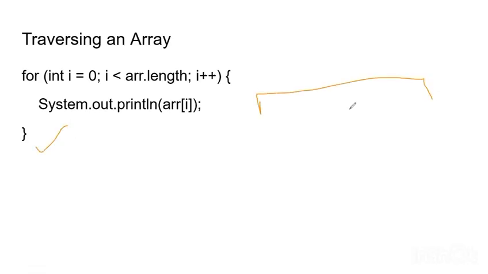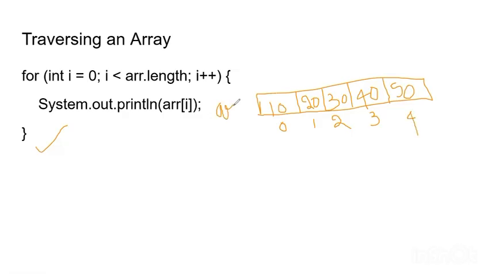All right, so let's say we have an array. The first element is 10. The next element is 20. 30. 40. And 50. And like we have discussed earlier, the indexing starts from 0. So this is 0, 1, 2, 3, and 4. And this is the array.